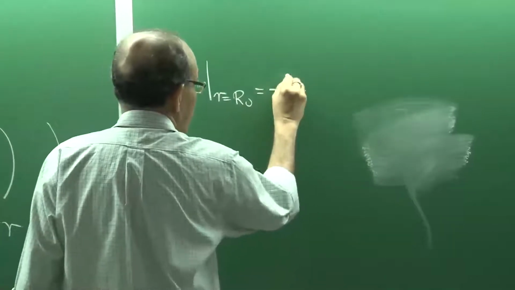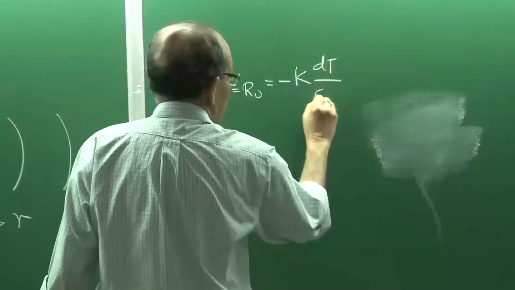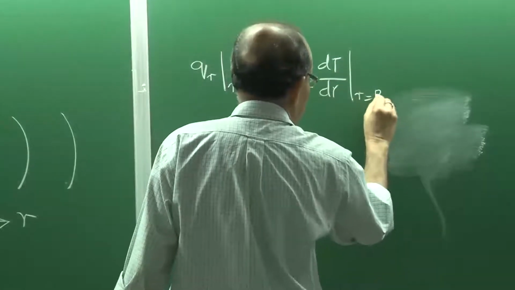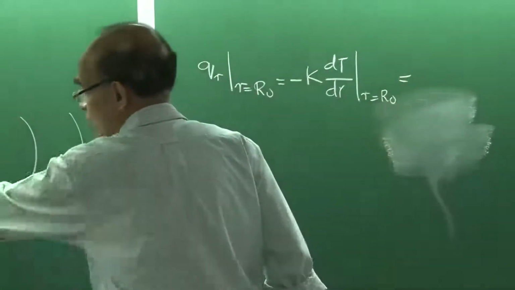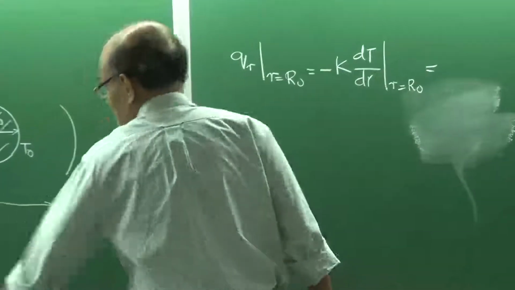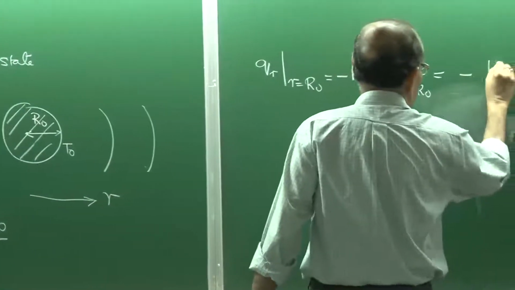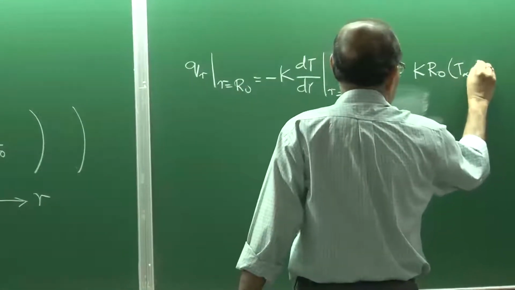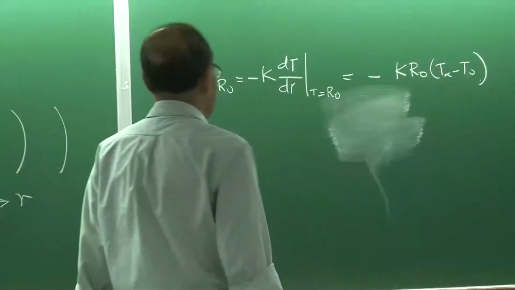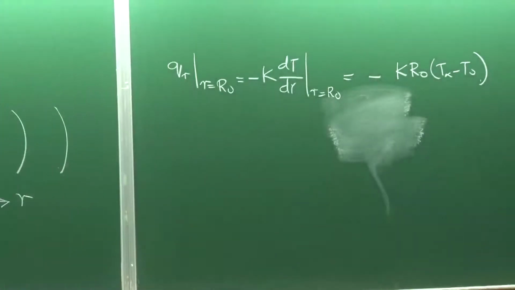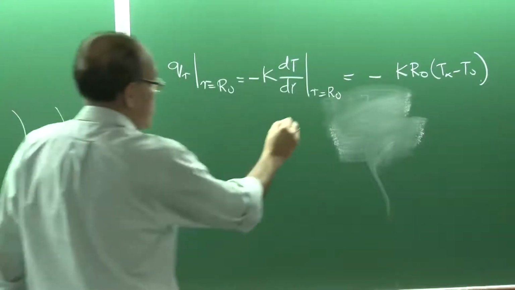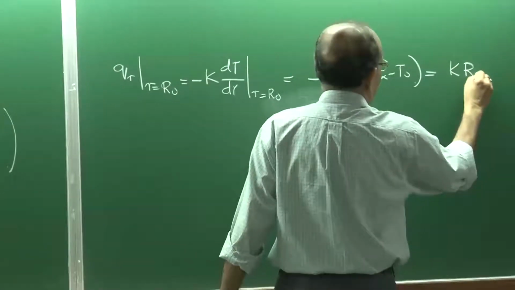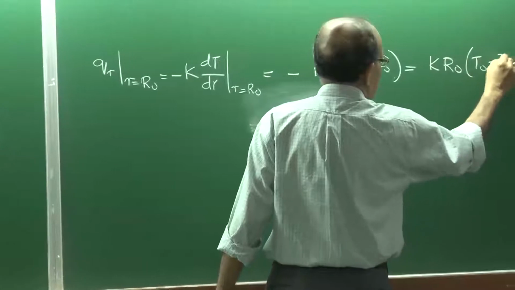So, that is equal to minus k, derivative of T with respect to r evaluated at r equal to r 0, and then I will substitute in this expression r equal to r 0. So, this will give me k times r 0, and this is going to be T infinity minus T 0. Or, one further step, I can now reverse the sign. So, T 0 minus T infinity.